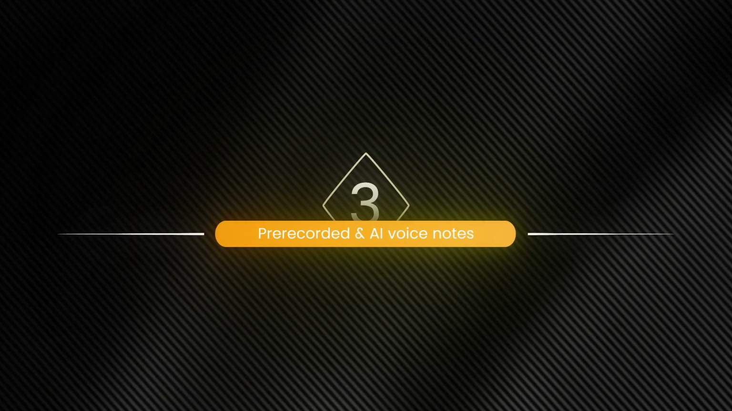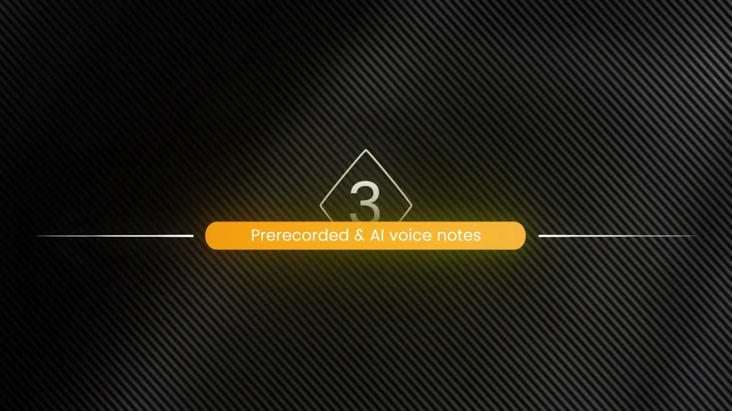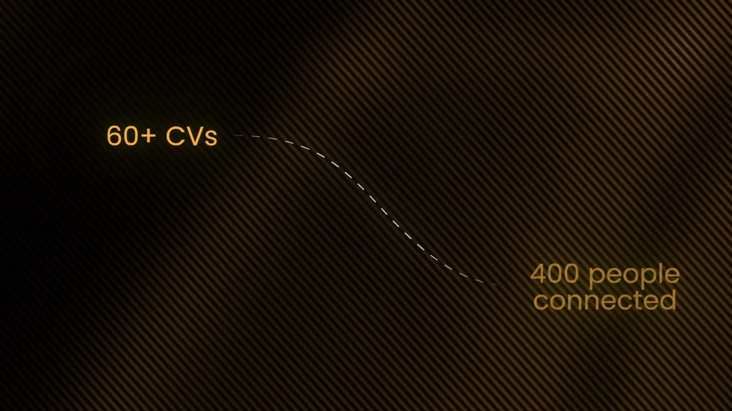Another feature that lets you really stand out in the inbox of LinkedIn DMs are voice notes. And with Lemlist, you can send them pre-recorded or even with AI. Our secret tip for using voice notes most effectively is to send a personalized text snippet beforehand, and a few minutes after, send the pre-recorded voice note so the lead doesn't know it's pre-recorded and it still feels very personal and human. One client campaign that used exactly this tactic generated 60-plus CVs from just 400 people connected.